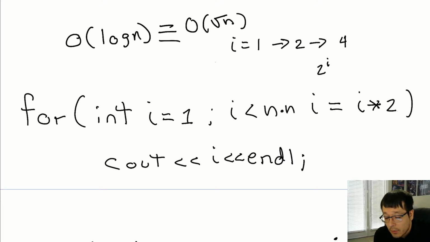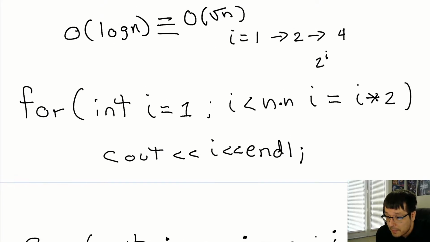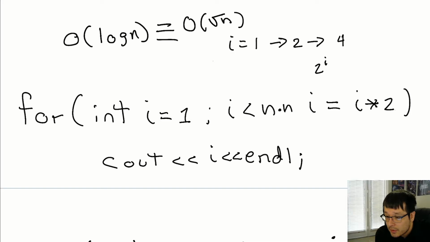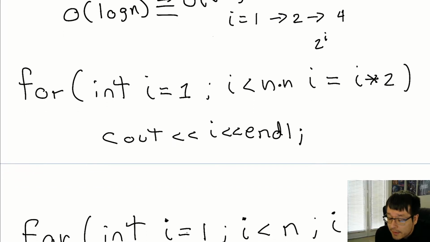Okay, well, I'll let you think about that. 2 to the i? Oh no. Wait, no, I don't know where you're getting the less than n part. Okay, but like I said, I don't expect you to know that one.